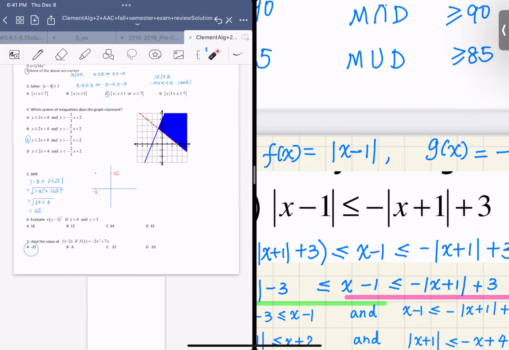Vienna, when you get rid of the absolute value, make sure you put the "and" or you put the "or". You cannot just write down one thing on one side and the other thing on the other side without the words "and" or "or". You have to put the word there.